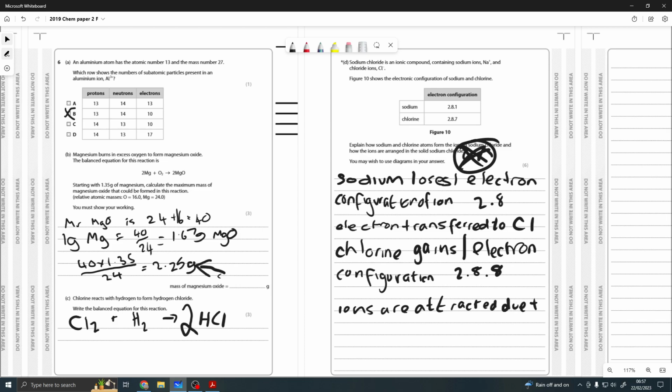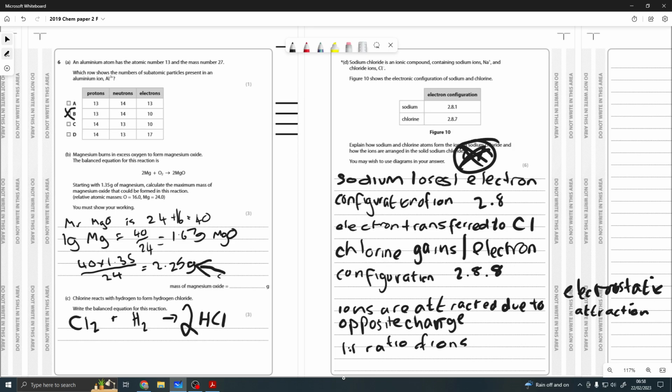Now, ions are attracted due to opposite charge. If you want to be really fancy, what you're going to write here is electrostatic attraction, which is a fancy way of saying that opposite charges attract. So they're attracted due to opposite charge. Now obviously there's a plus 1 and a minus 1, which means there'll be a 1-to-1 ratio of ions.